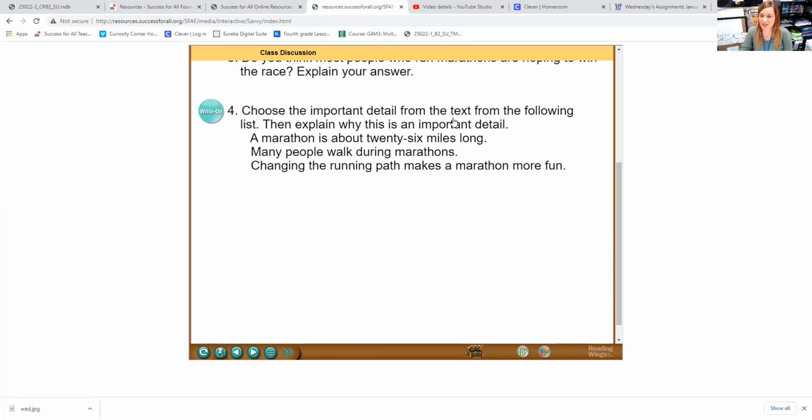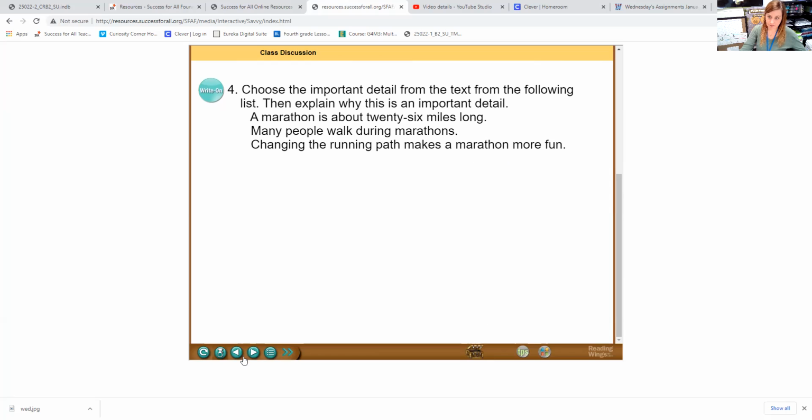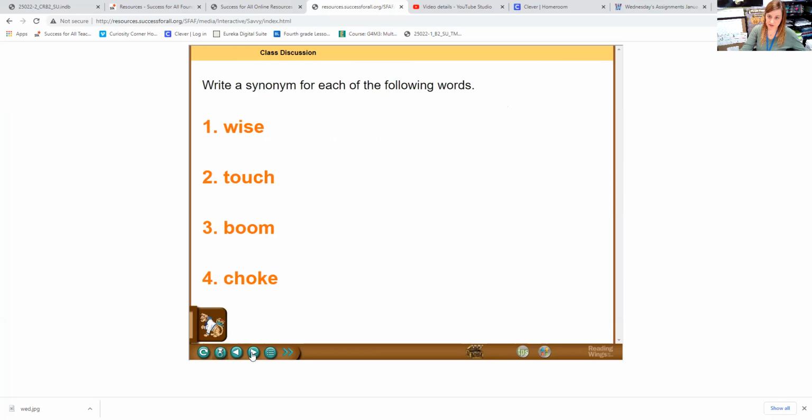The write-on says, choose the important detail from the text from the following list. Then explain why this is an important detail. So you're going to look at all these on this list, and you are going to choose the most important detail. It says a marathon is about 26 miles long. Many people walk during marathons. Changing the running path makes a marathon more fun. Okay. Remember to explain why it's an important detail.